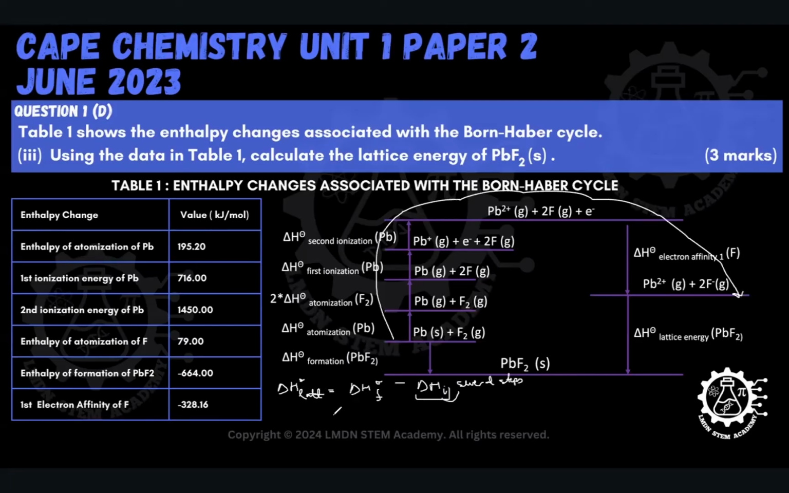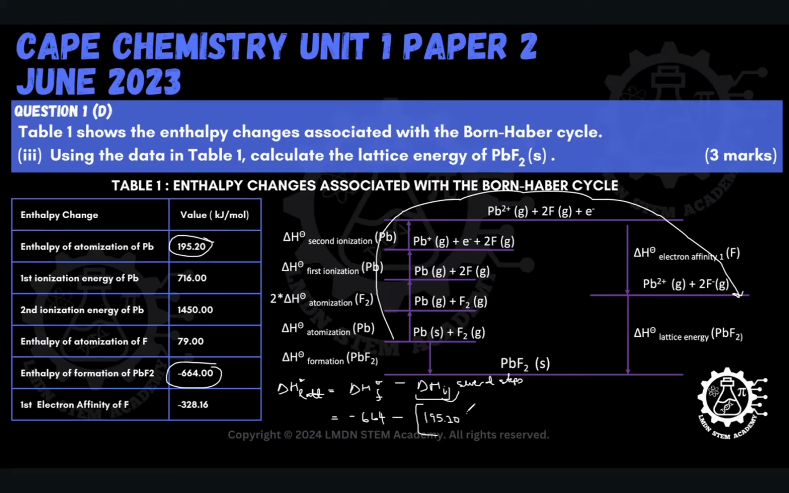Delta H lat is going to be equal to delta H of formation, which from the table tells us that that is negative. It's here, right? Negative 664. So we're just going to drop that there. And then we're going to subtract from that the sum of all of these several steps, okay? So the several steps start here with the atomization of the lead. And if we look in the table, the enthalpy of atomization of lead is 195.20. So we're going to put that here.